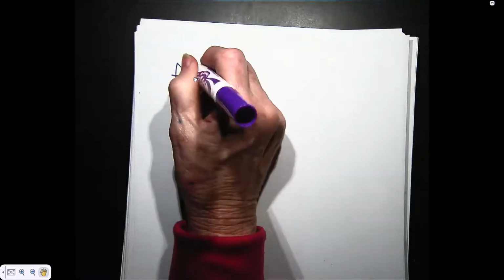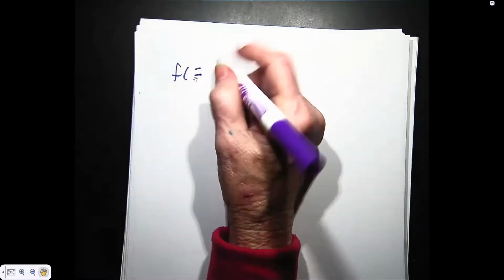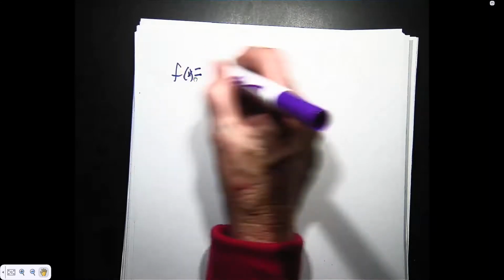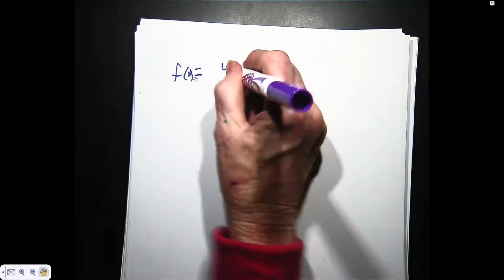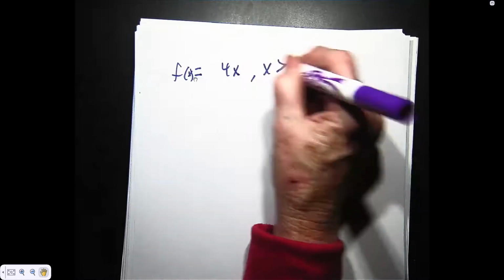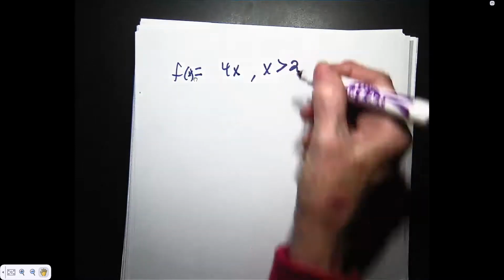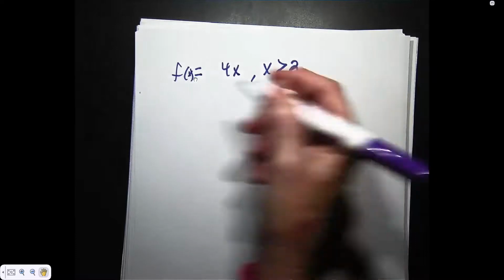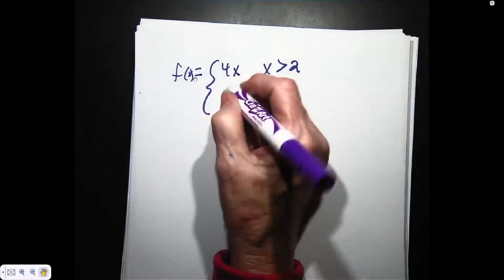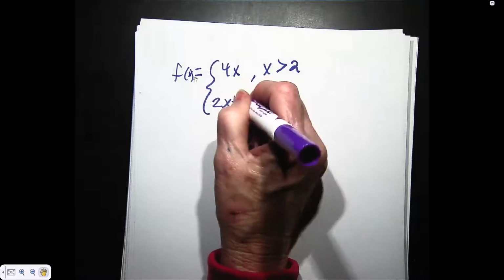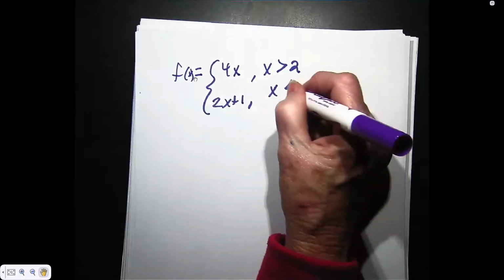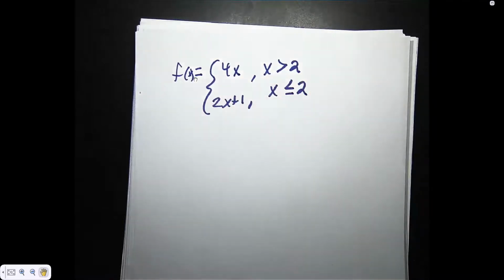Okay, let's say we have something like f of x is equal to 4x, for x is greater than 2, and f of x is equal to 2x plus 1, for x is less than or equal to 2. So this time we have a piecewise function.